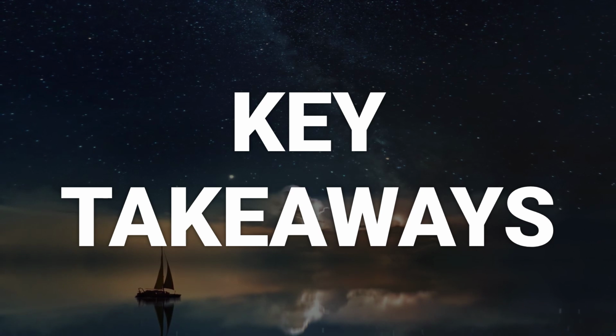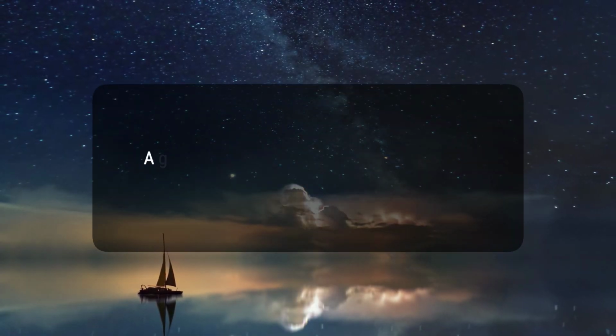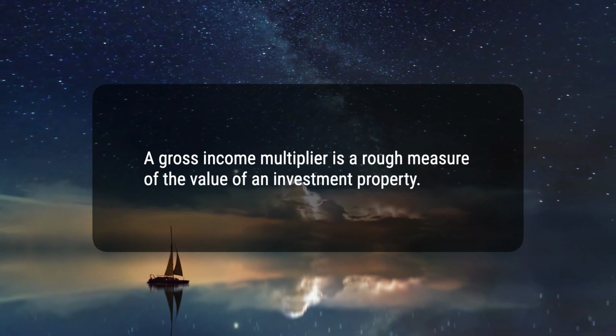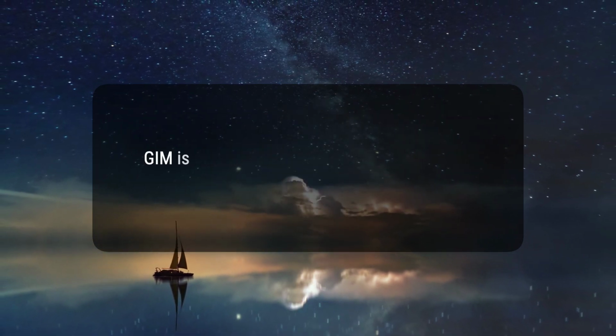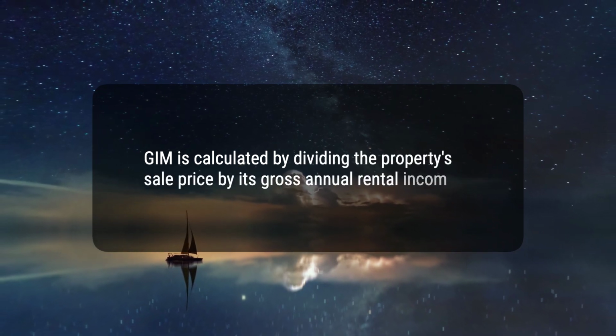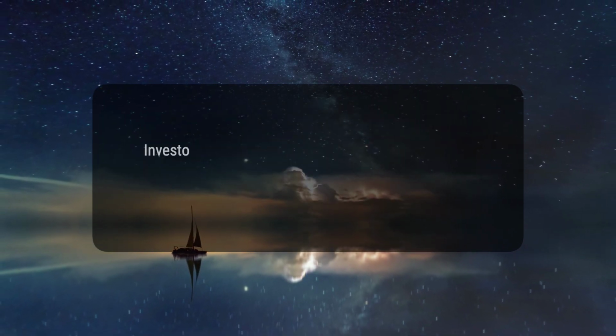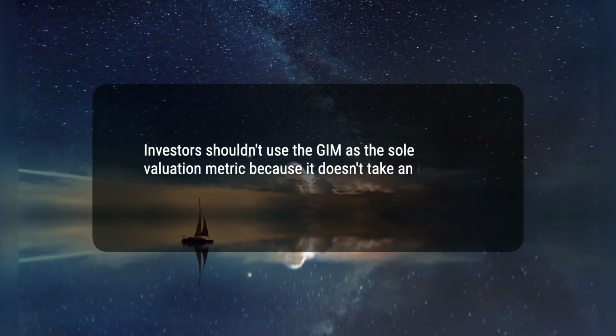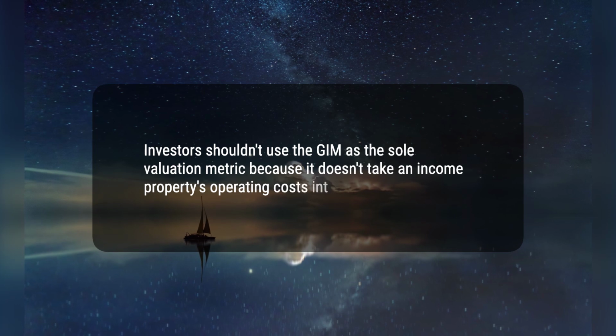Here are 3 key takeaways. 1. A gross income multiplier is a rough measure of the value of an investment property. 2. GIM is calculated by dividing the property's sale price by its gross annual rental income. 3. Investors shouldn't use the GIM as the sole valuation metric because it doesn't take an income property's operating costs into account.